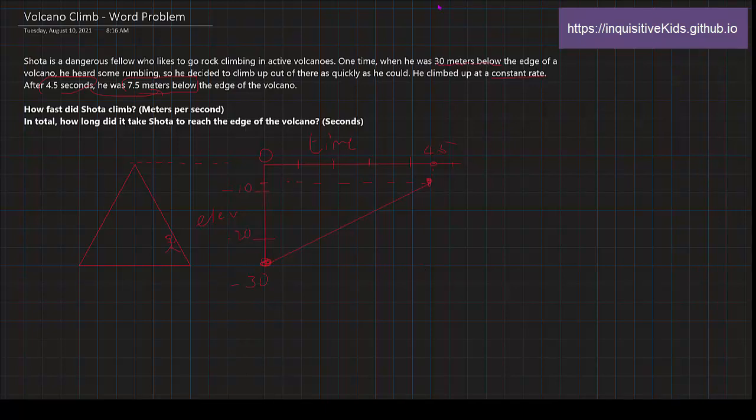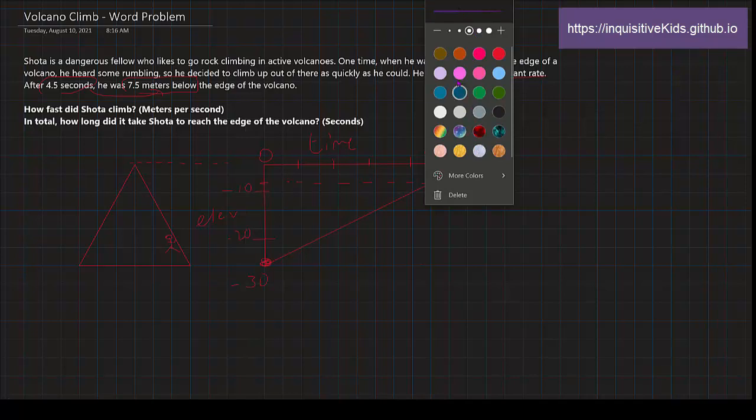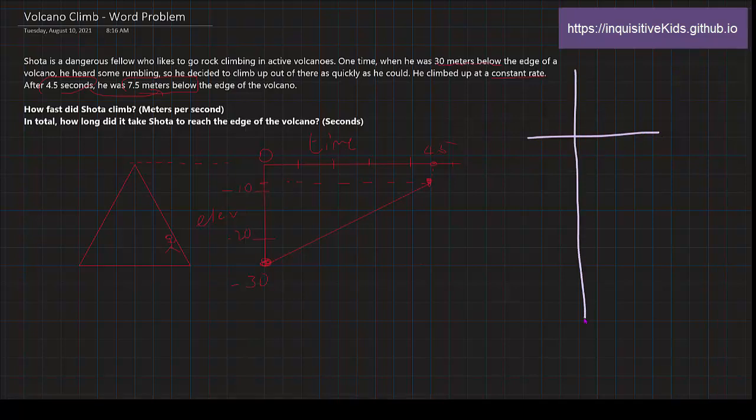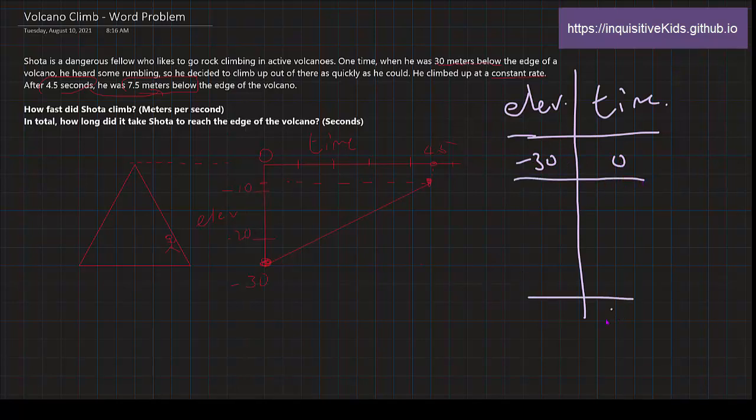Now we can make a table out of this chart. I'm going to change this into a lighter color over here. We know that this is going to be the elevation, and over here is going to be the time. So the elevation was negative 30 when there were 0 seconds. And then we know that after 4.5 seconds, it was negative 7.5.